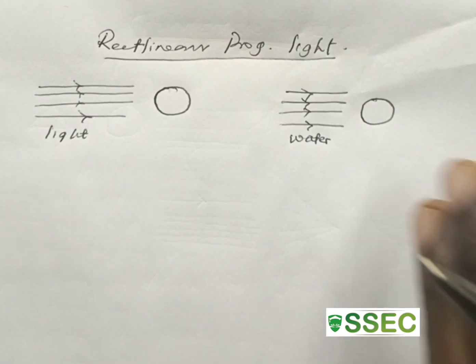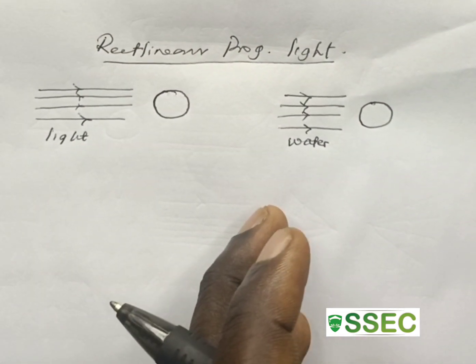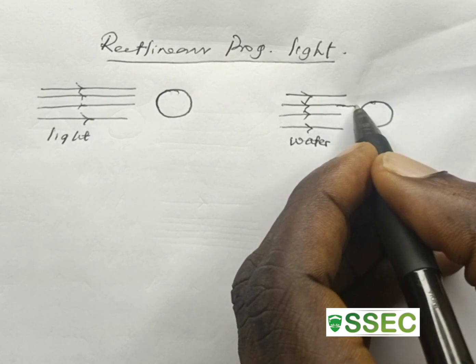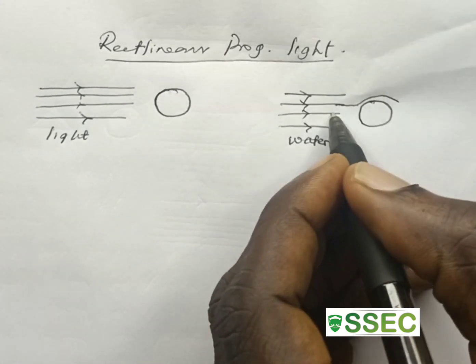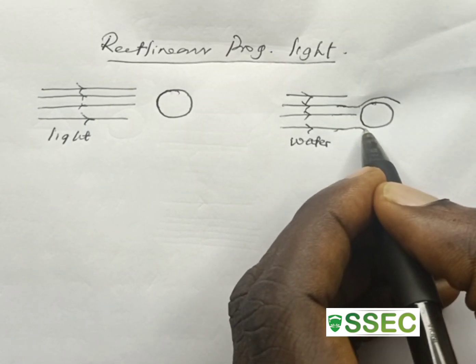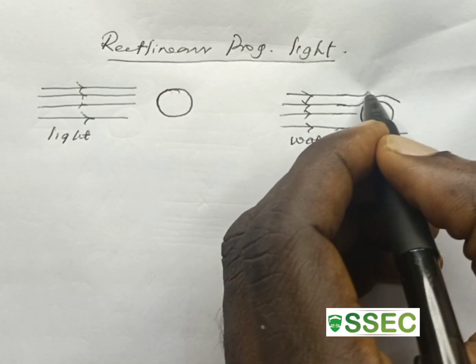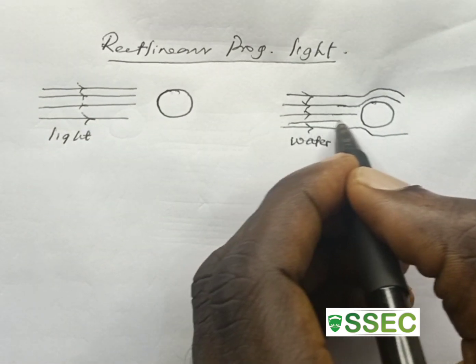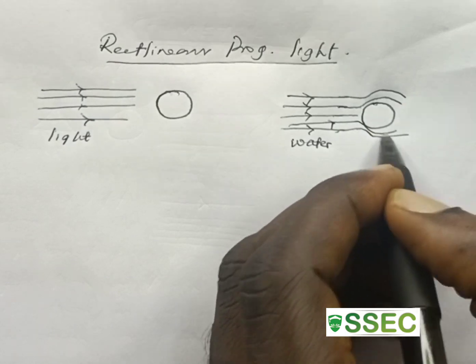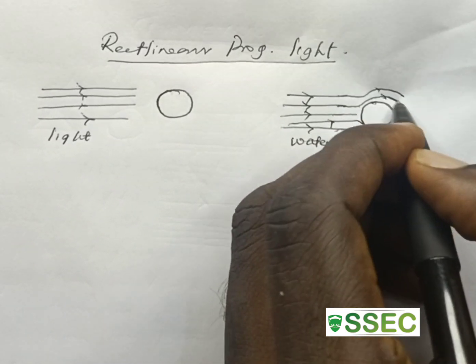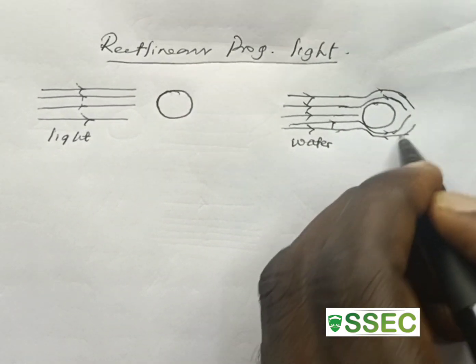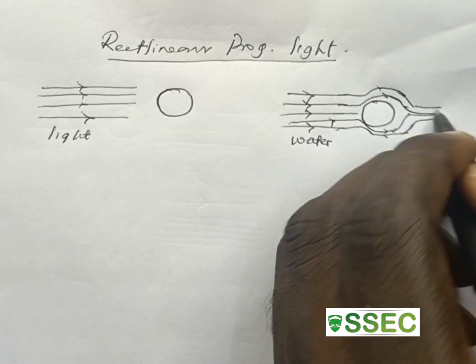Now, if water were to get to this obstruction, water will bend around it. It will bend around it and come together and continue its journey.